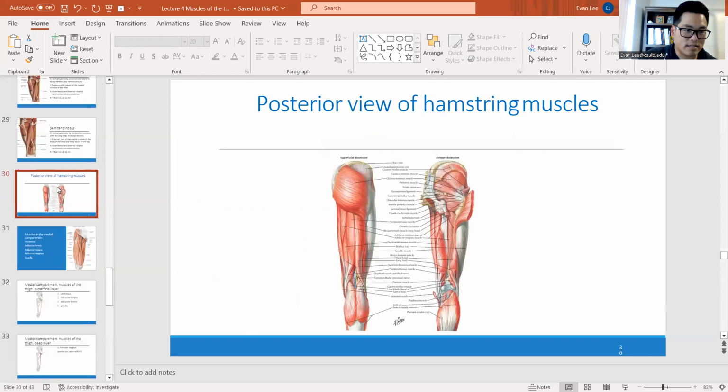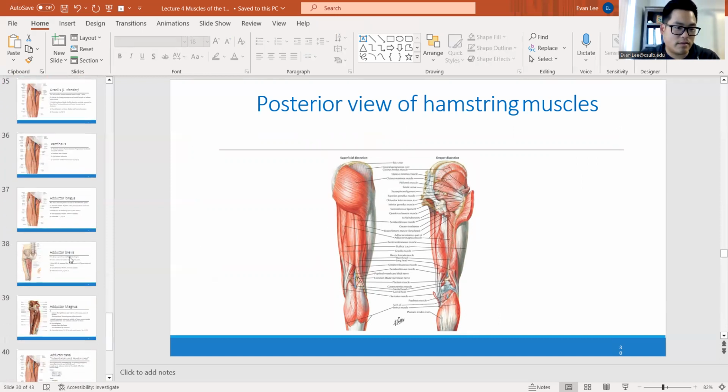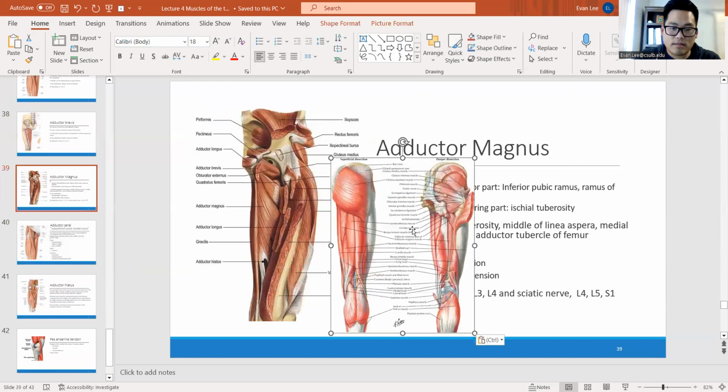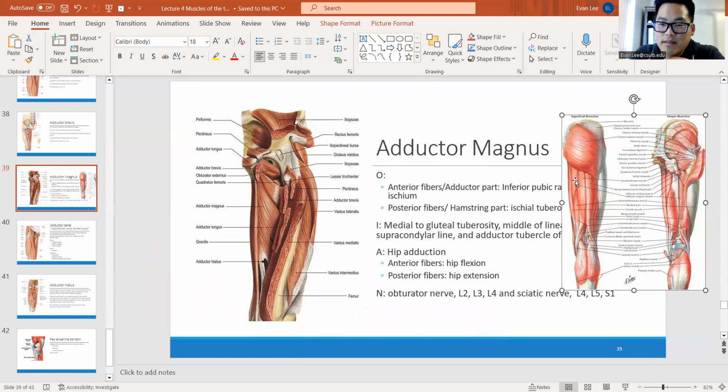Here, let's see. Adductor magnus, you can see right over here. So here, let's bring this down and you can see the back of adductor magnus here. Adductor magnus, it doesn't look that big. You can only see a part of it though. Gracilis is covering it, hamstrings are covering it. But when you cut all of that out, you can see adductor magnus is quite big. It's really broad.